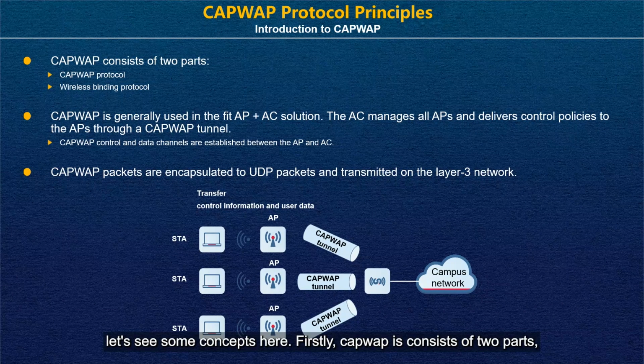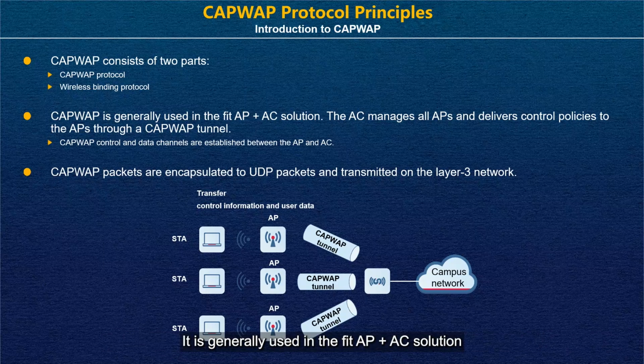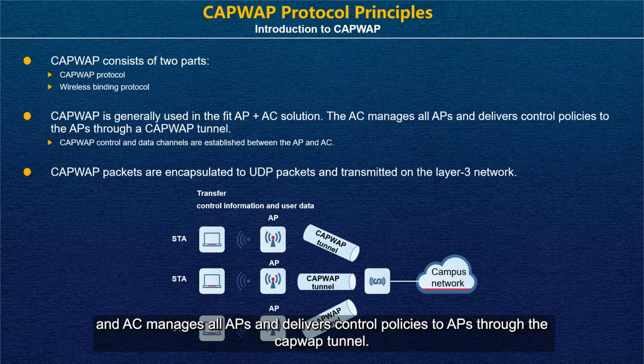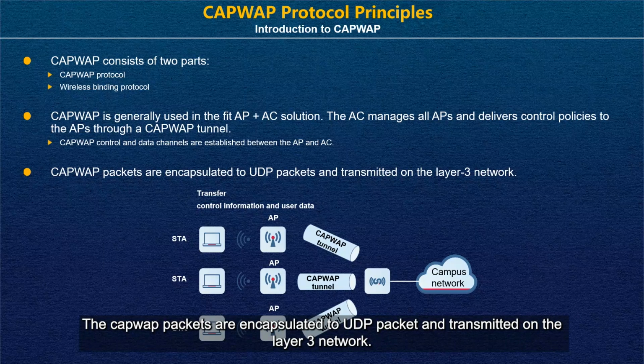Firstly, CAPWAP consists of two parts. First is the CAPWAP protocol, and the other is the wireless binding protocol. It is generally used in the Fit AP and AC solution, where the AC manages all APs and delivers control policies to APs through the CAPWAP tunnel. Also, CAPWAP packets are encapsulated into UDP packets and transmitted on the layer 3 network.